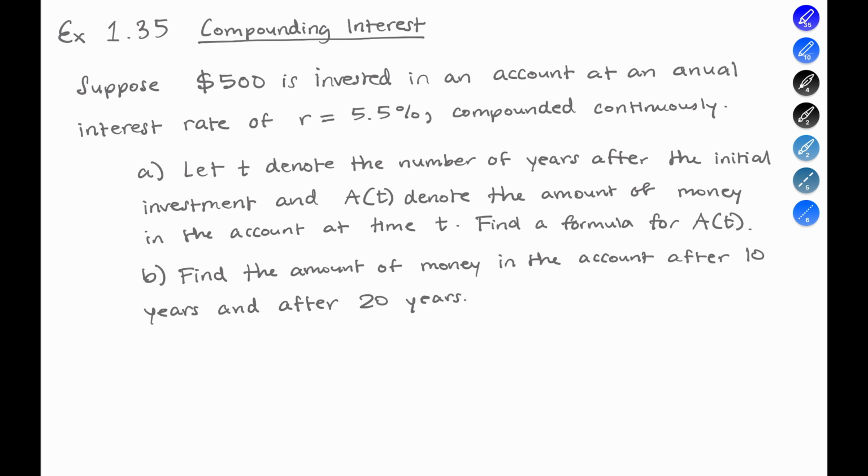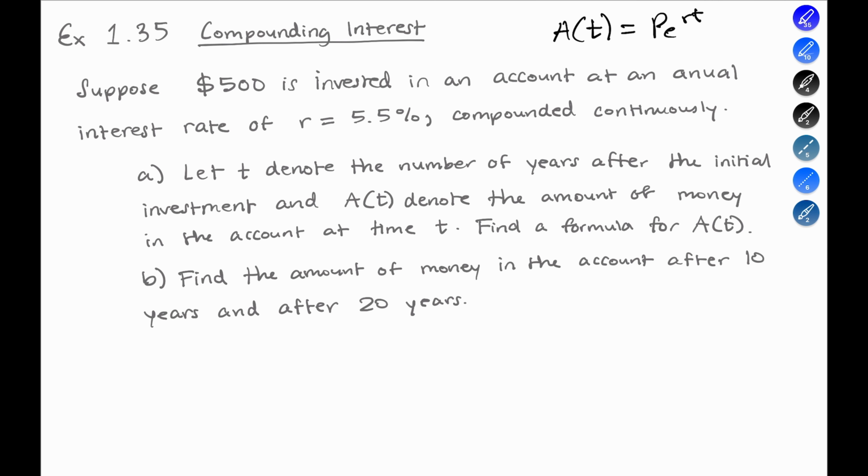It was just an explanation or a proof of how E came to exist. But what you do need to know is how to use E in the equation A of t is equal to P E to the power of rt. So you do need to know how E is used to compound continuously, basically.